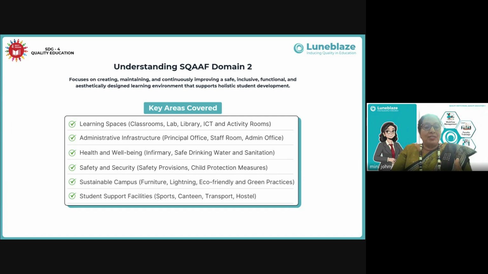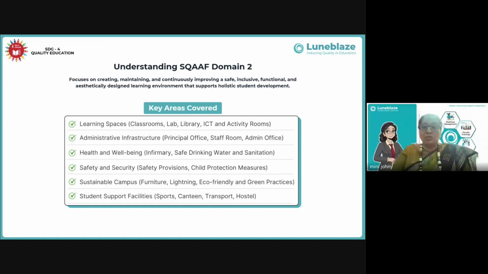Safety and security, then the sustainable campus. We have to check whether our campus is sustainable, how it is. We have efficient furniture, lighting facility, and an eco-friendly environment and green practices. Do we have solar energy? How do we utilize our wastewater? How is waste management happening? It all happens through the audit report, yes. Thank you, Gunjan.